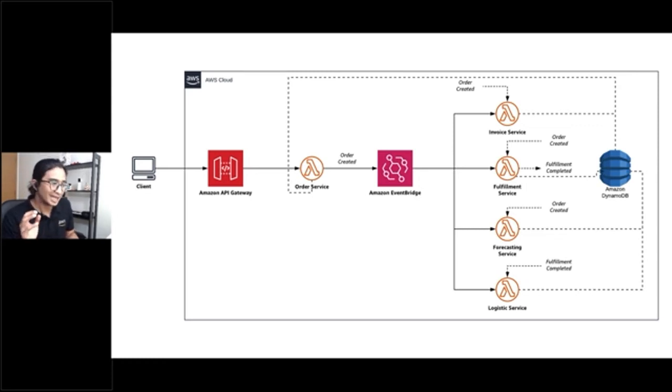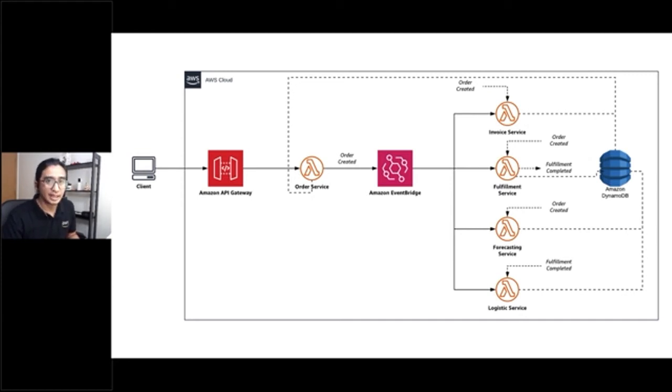Now, here's the thing. Once the fulfillment service is done with its process, it will emit an event called fulfillment completed, which will be picked up by logistics service. And for every completed process on each service, we will have the status updated on Amazon DynamoDB. Okay, so that's how you can check if the process was done properly.